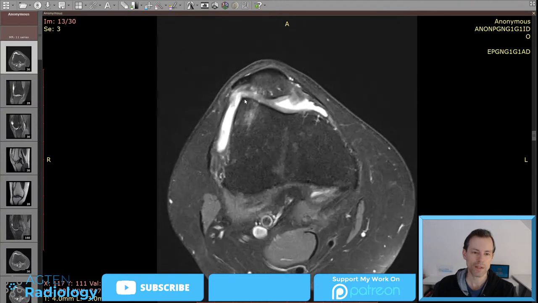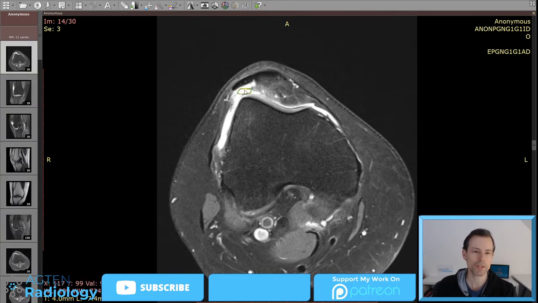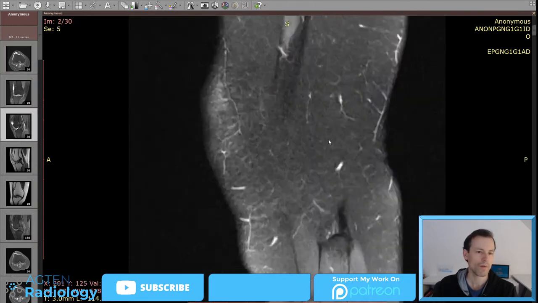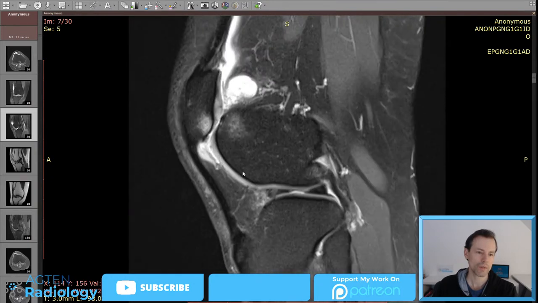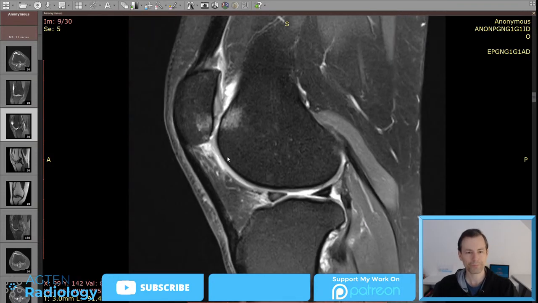But these findings can be very subtle, especially in younger patients, where you just have a tiny bit of edema here between the patellar tendon and the lateral femoral condyle. And remember, at this level, we don't have bone, so the tip or the lower pole of the patella is actually here. On sagittals, I also suggest you always have a look at the sagittals, because you can always see this also very nicely there, okay?